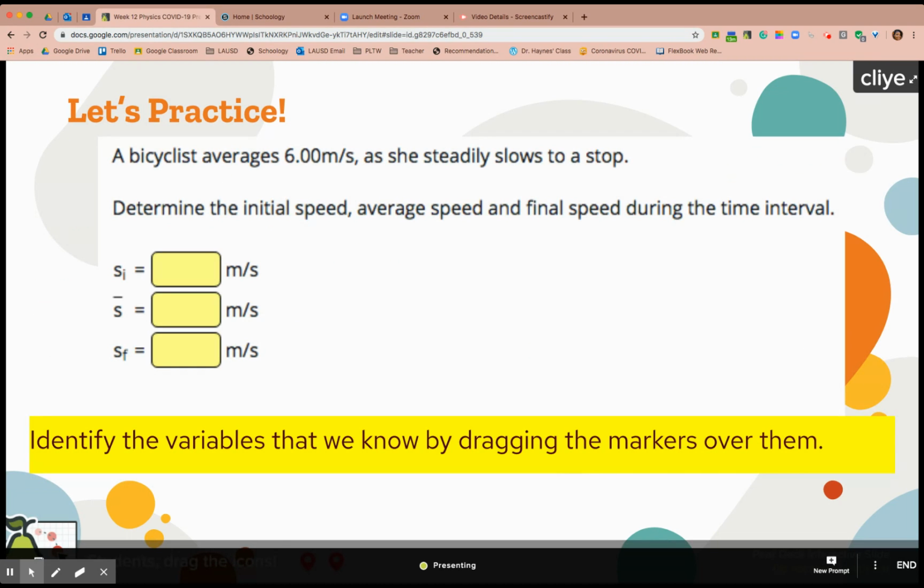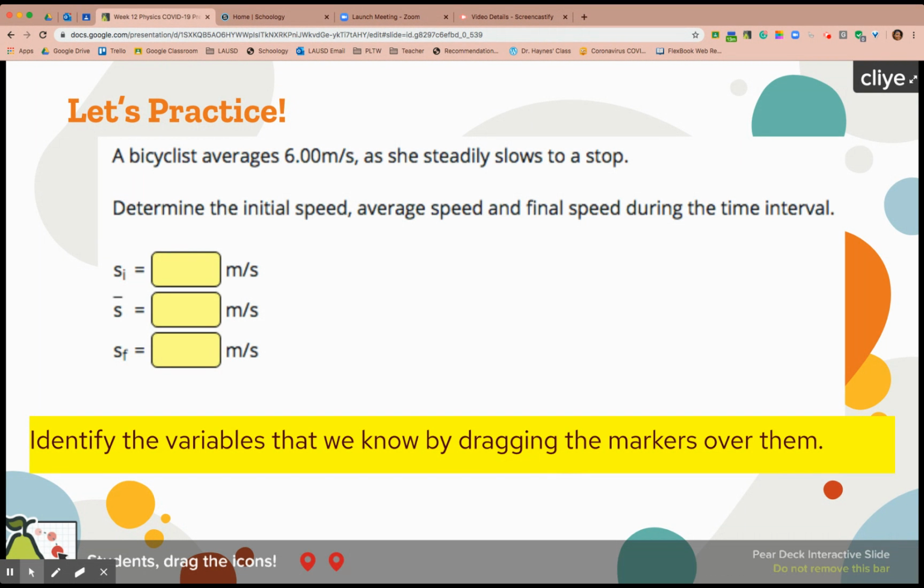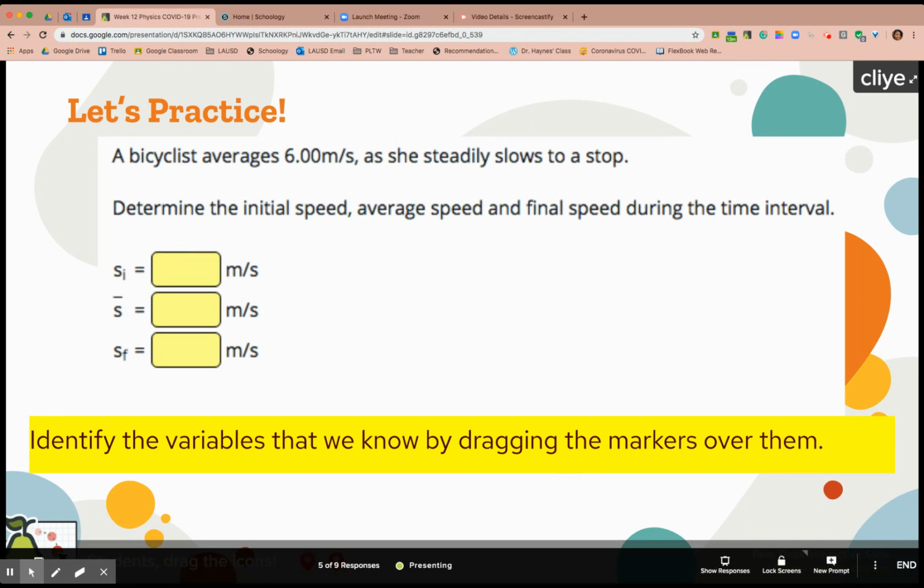So let's try 1. What I want you to do on your screen is identify the variables that we know by dragging the markers over them. You should have two red markers. What variables do we know? Do we know S sub I? Do we know average speed, or do we know the final speed?